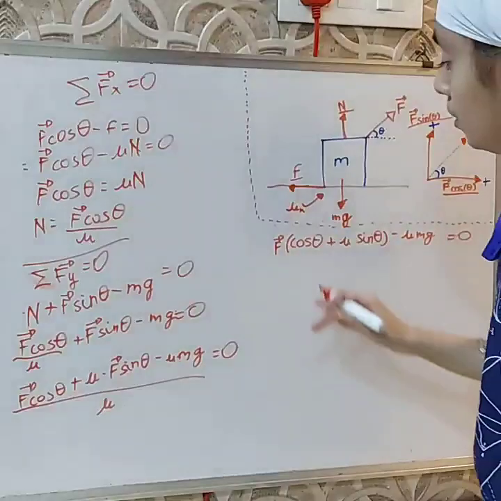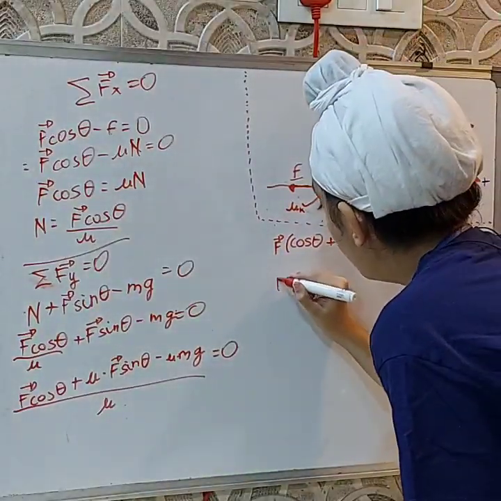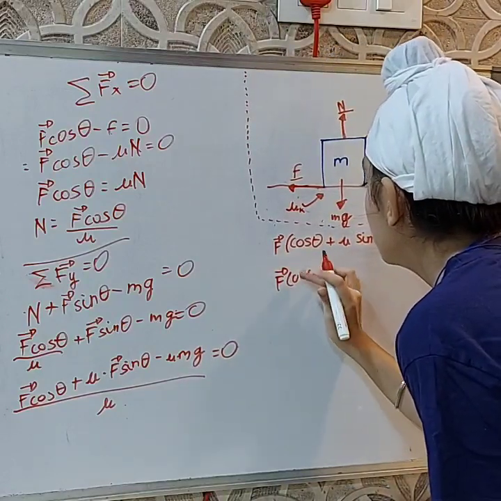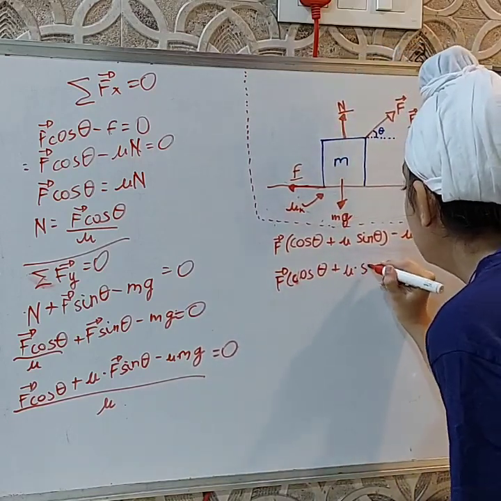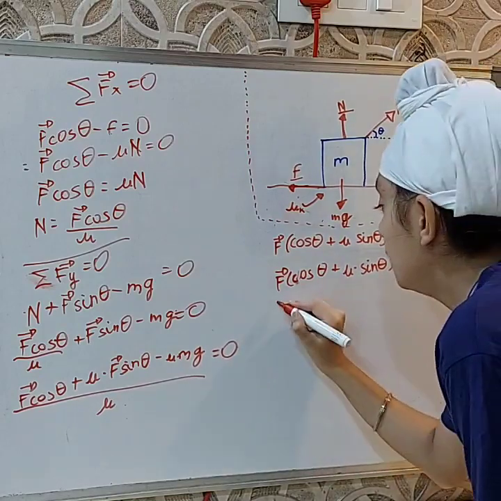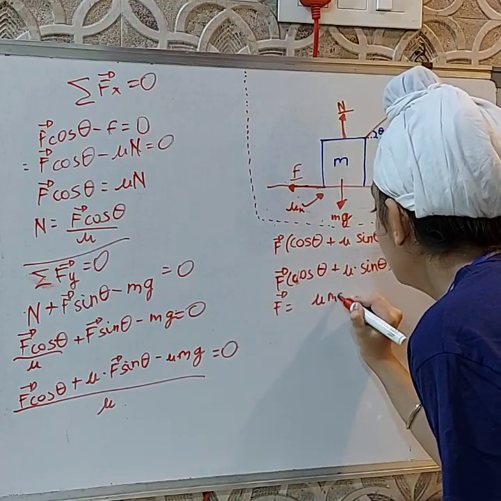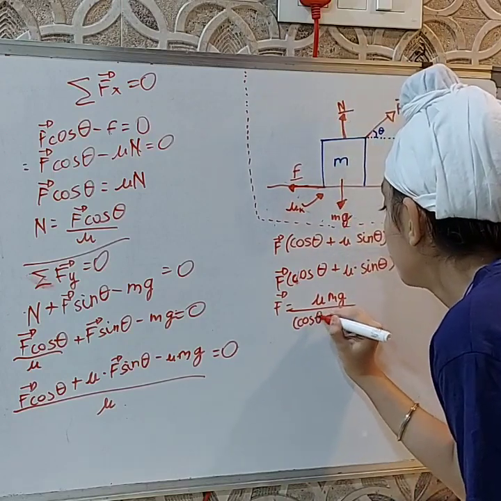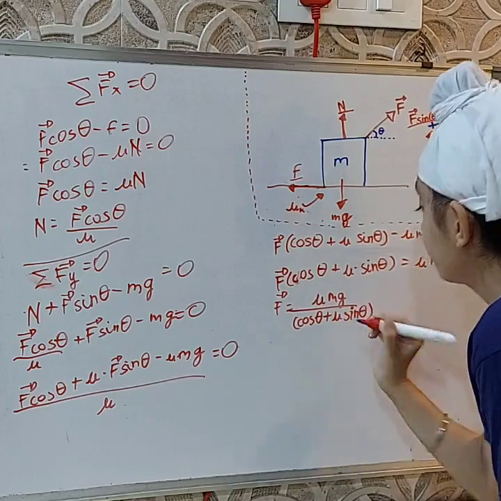So now the main idea is to separate my force F. So F multiplied by cosine theta plus mu sine theta is equal to mu mg, which means that the force that I am applying to the suitcase is equal to mu mg divided by cosine theta plus mu sine theta.